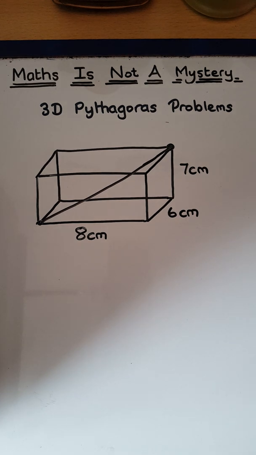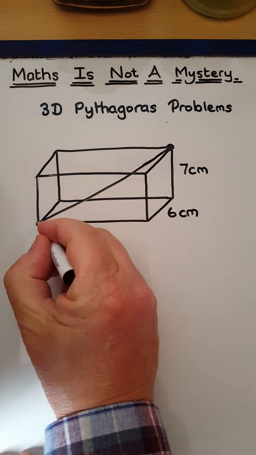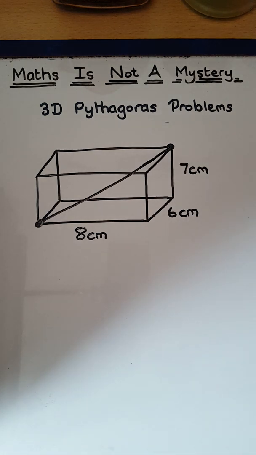3D Pythagoras problems are exactly the same as 2D Pythagoras problems, except that you've got another stage to go through before you can find all the numbers that you need. So the example drawn out here in front of you is a cuboid, and there is a line running through that cuboid that runs from front to back and top to bottom. So it's a diagonal in two separate directions. And we're wanting to find the length of that line.